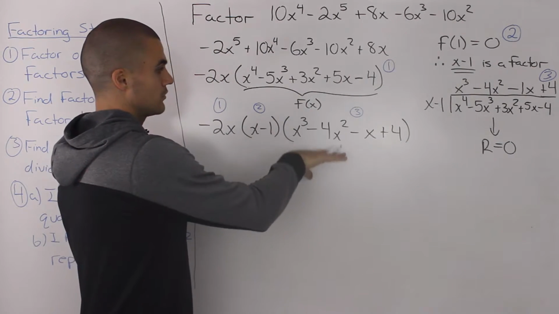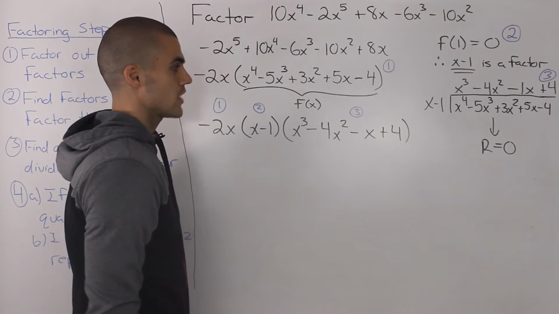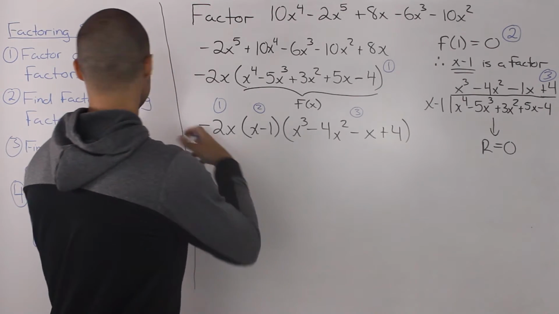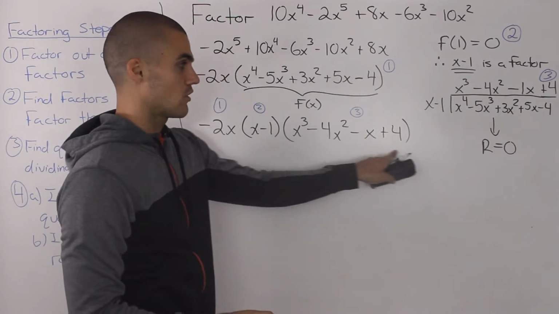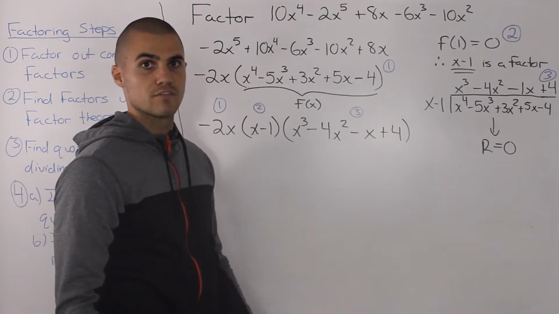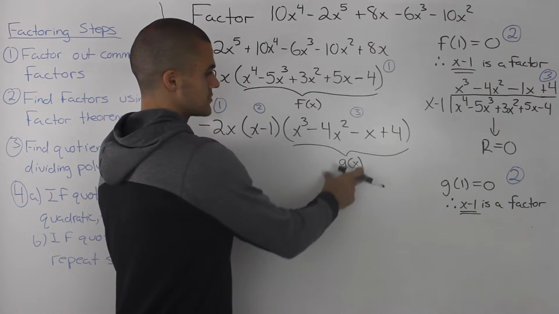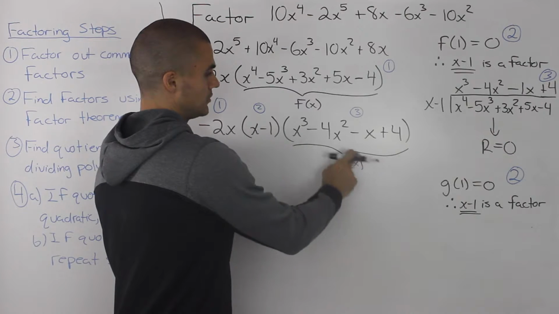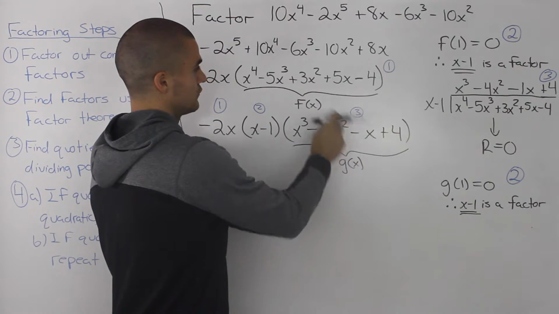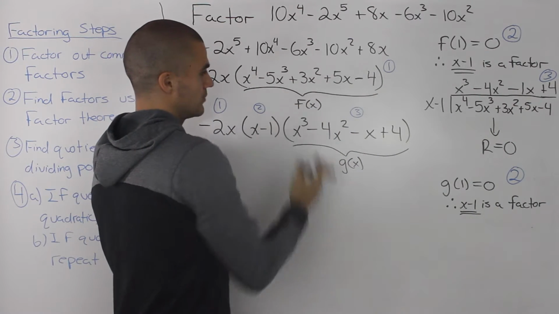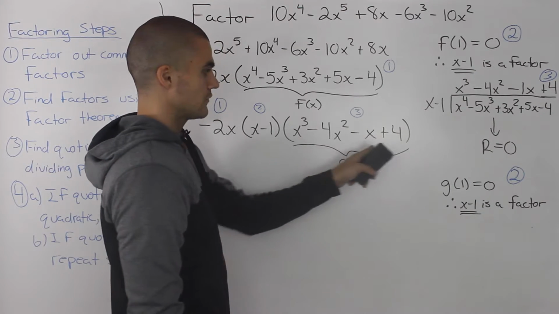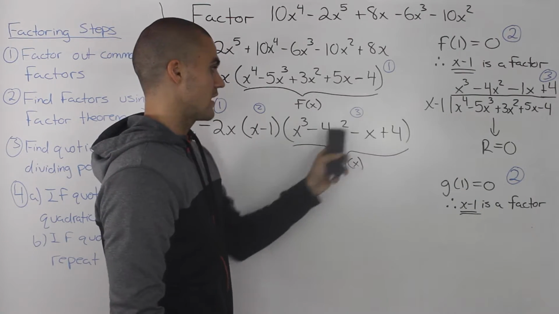So we're not just going to be able to factor it smoothly because it's not a quadratic. So we're going to have to go back to step 2 and now factor this polynomial using the factor theorem. So going back to step 2, for this polynomial, I labeled it as g of x, so we avoid confusion with this polynomial here that I labeled as f of x. And we have to use the factor theorem to find factors for it.